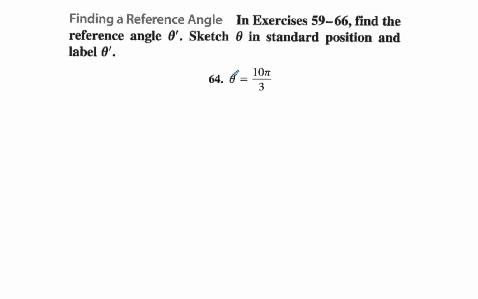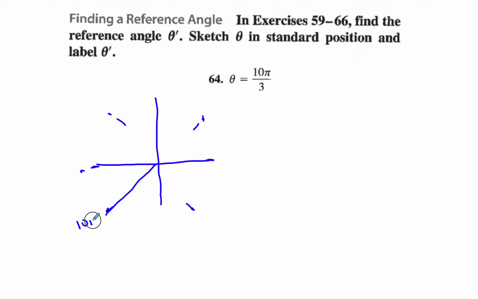All right, same idea, 10 pi over 3. So 10 pi over 3 means that we're going to go positive, that is counterclockwise, and we're going to go 10 thirds, right? So 1/3, 2/3, 3/3, 4/3, 5/3, 6/3, 7/3, 8/3, 9/3, 10/3 is down here. So 10 pi over 3 is down here.